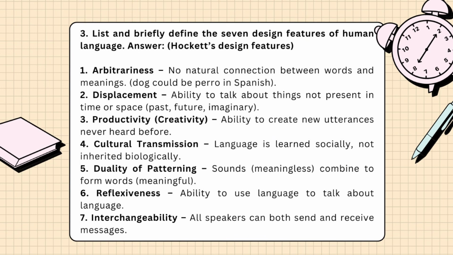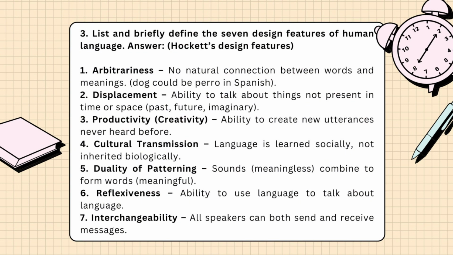3. List and briefly define the 7 design features of human language. 1. Arbitrariness, words do not have a natural connection to their meaning. 2. Displacement, we can talk about things not present in time or space. 3. Productivity, we can create and understand new sentences never heard before. 4. Cultural transmission. Language is passed from generation to generation through learning.